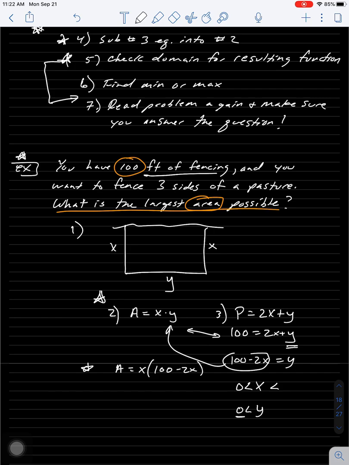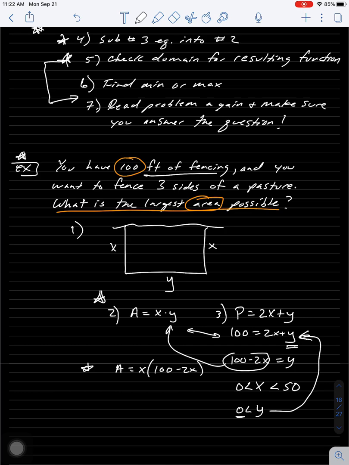So if y was 0, what would x be? And the answer is you'd come up here to take a look at how they're related. If y is 0, then I get 100 equals 2x. So that means the x is maxed out at 50. Now, it can't actually be 50 because y is not exactly 0.